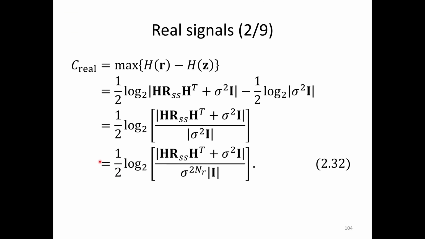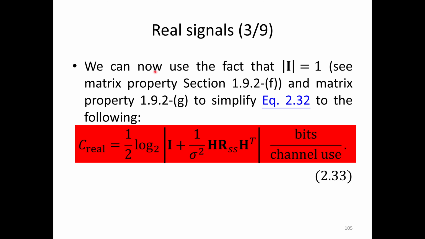Okay, so we have derived the fourth equality in equation 2.32. We can now use the fact that the determinant of I is equal to 1.